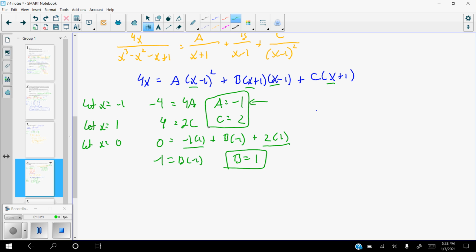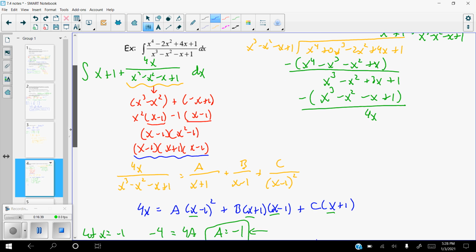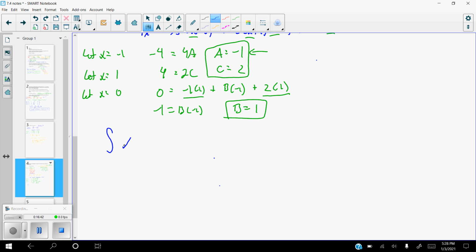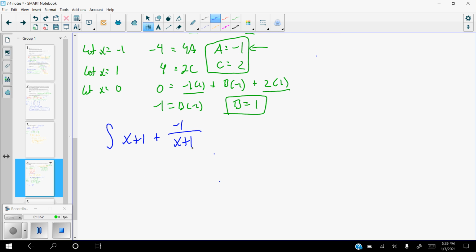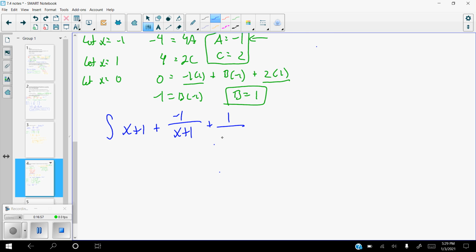So now let's go ahead and replace our integral with the a, b, and c values. So I'm going to integrate. Now we have to go back up and see what the original one was. x plus 1? Yeah, x plus 1. Don't forget that original x plus 1. Plus, let's see, a is negative 1 on top of, what did a go on top of? x plus 1. b is positive 1, and that went on top of x minus 1. And c is positive 2, and that went on top of the x minus 1 squared.